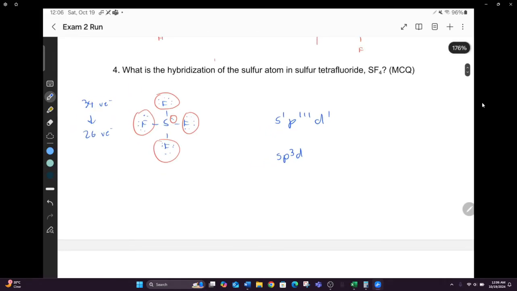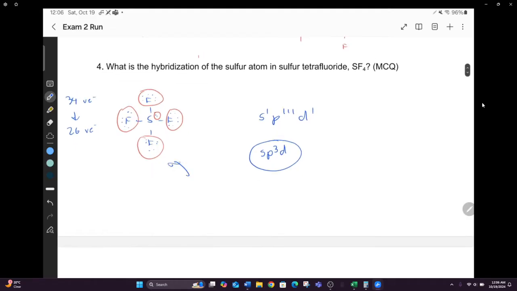This is a multiple choice question, so you have multiple options to choose from, but SP3D is the correct answer. This is just something you have to know. S usually goes up to 1, P goes up to 3, and D goes up to 5, I believe. But they typically won't make you go past the D. It'll usually be SP3, and then maybe D1, D2 at most, for the exam at least.